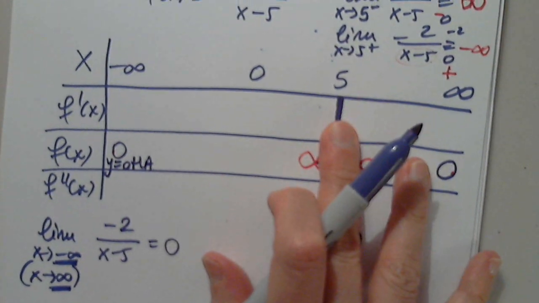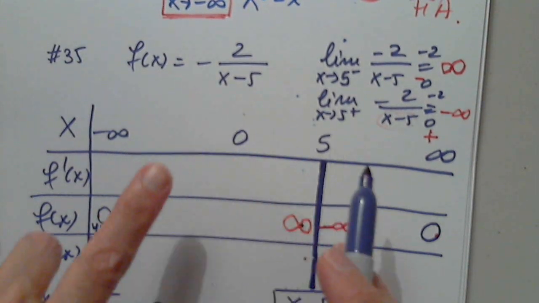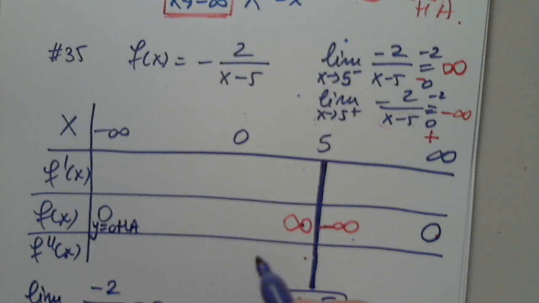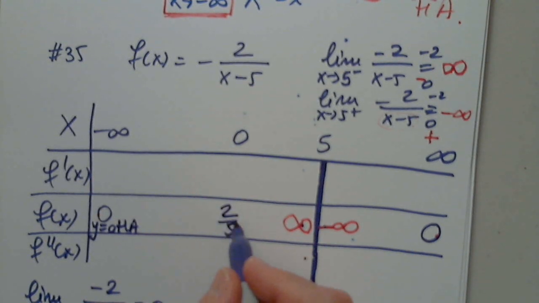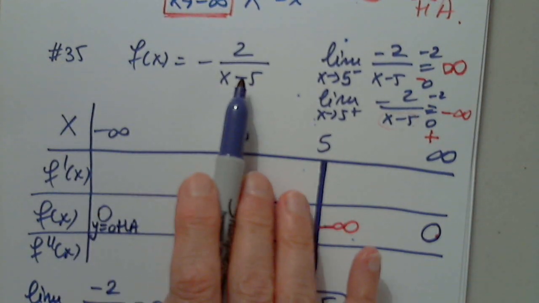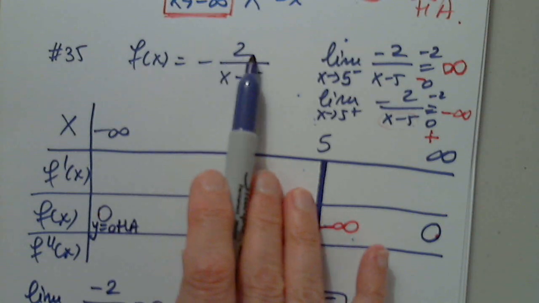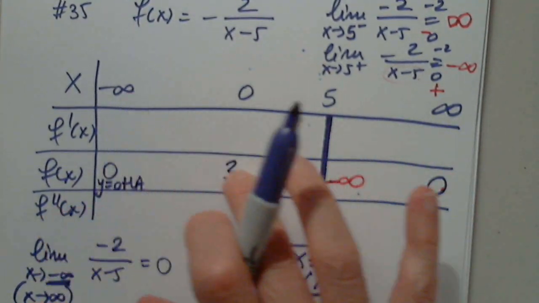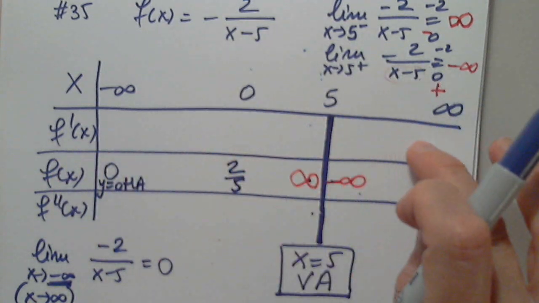I have to plug in 0 in the function. What do I get? Negative 2 over negative 5, which is 2/5. There is no x-intercept because I cannot make the numerator 0. I finished with this. Now I move on to the first derivative.